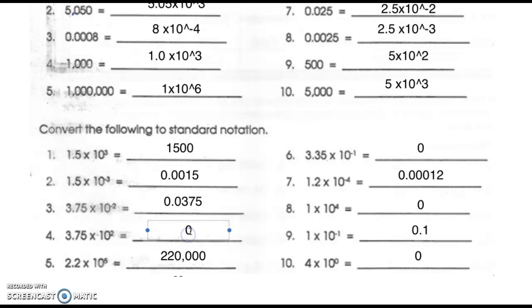Okay. Here I move it 2 spots, 1, 2. It's a positive, so it's bigger than 1, so it's 375. Great. Here 1 spot, so 0.335. Here I'm moving it 4 spots, 1, 2, 3, 4, which means I have to put in 4 zeros. Okay, 4 times 10 to the 0th power, and 10 to the 0 is just 1. So it's 4 times 1, which is 4.